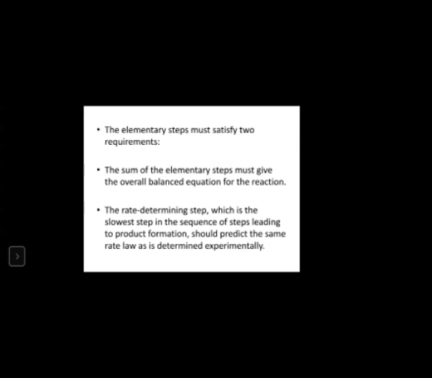Okay, so I told you, what is the use of this elementary step? The elementary step must satisfy two requirements. The sum of the elementary steps must give the overall balanced equation for the reaction. This is what I have been doing: remove what is on your right, remove what is on your left, and what is left is the balanced chemical equation.